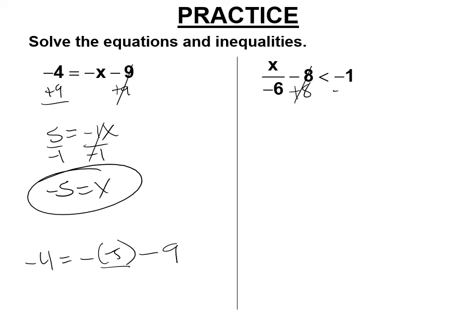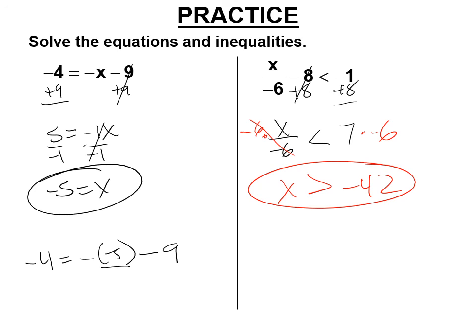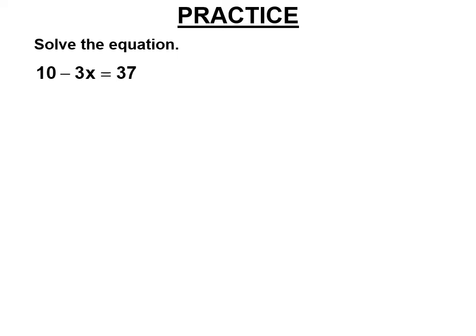You add 8 to both sides here. X divided by -6 is less than 7. We're going to multiply both sides by -6. X and -42. What do I got to do? We have to flip the symbol. We multiplied both sides by a negative number. Right? We don't consider that a coefficient because it's dividing x, but it still causes the same thing.